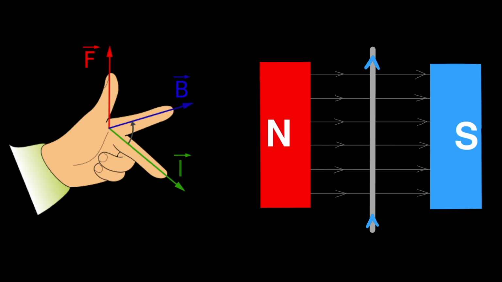A simple method for determining in which direction the wire will experience a force is to use Fleming's left-hand rule. By putting your hand in the position shown, your thumb will point in the direction of the force if your first finger points in the direction of the magnetic field lines and your second finger points in the direction of the current. Pause the video and see if you can use the left-hand rule to predict whether or not the wire in the diagram will experience a force moving toward you or away from you.